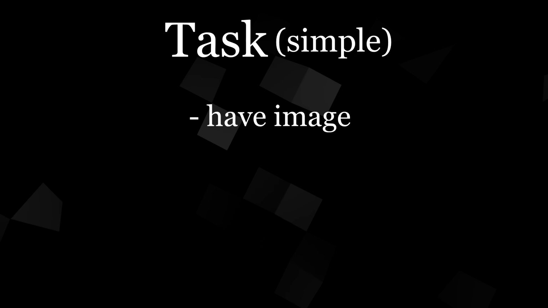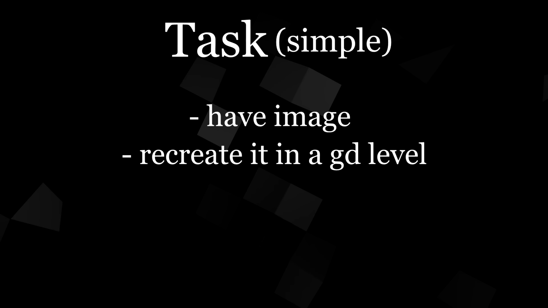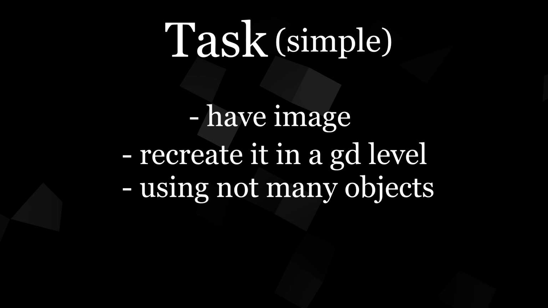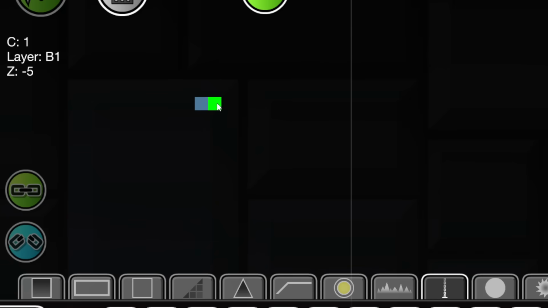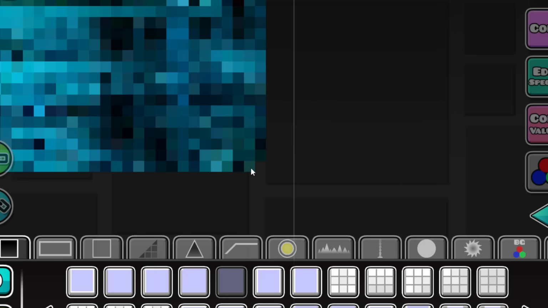You have an image, and you have to recreate it in a Geometry Dash level using as few objects as possible. You will see why this is important later. The first solution that might come to mind is to go through every pixel in the image one by one and to add one square object for every single pixel with the same color as that pixel.